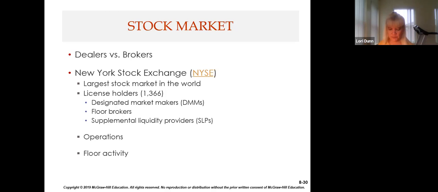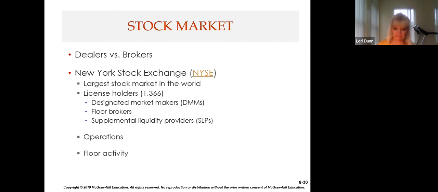Since it became public, it's merged with various other stock exchanges. And in November of 2013, it was bought and it is now owned by the International Exchange, ICE. So it's not a separate entity anymore in the sense that it's autonomous, it's owned by an even larger group. It's still an entity in and of itself, but all of the voting stock is owned by ICE.